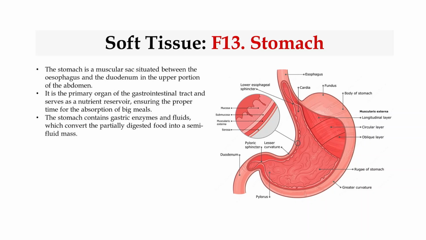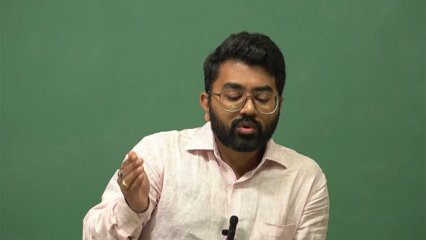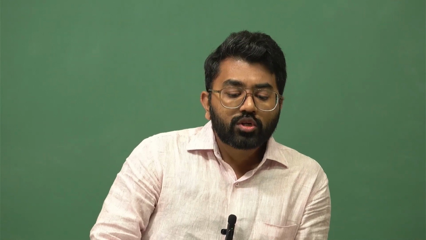So the mucosa is typically what is in touch with the food. So that's what you're seeing. You're looking at a reverse picture here, right? You're looking from outside to inside. Mucosa is the one inside, right? So a very complex organ with a lot of different forms of soft tissue.